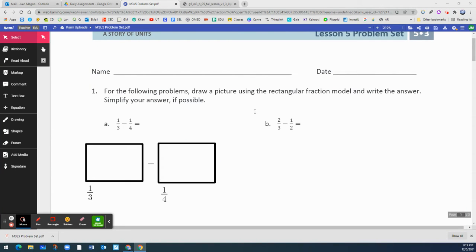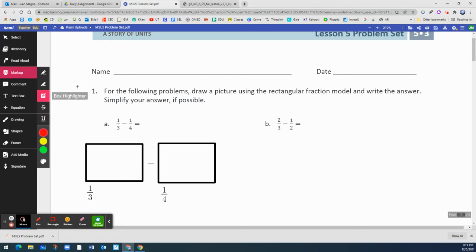Magno, and this is a video to explain subtraction of fractions. All right, let's read the instructions. For the following problems, draw a picture using the rectangular fraction model and write the answer. Simplify if possible. Okay, so simplify the answer if possible.